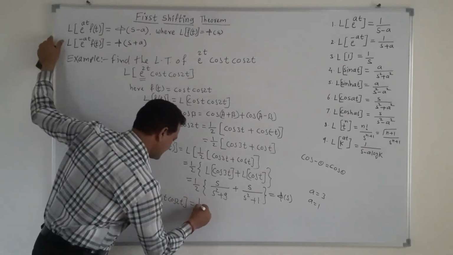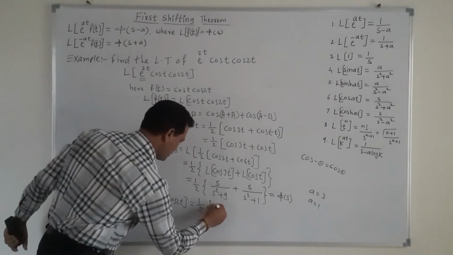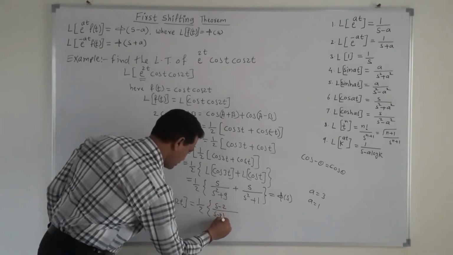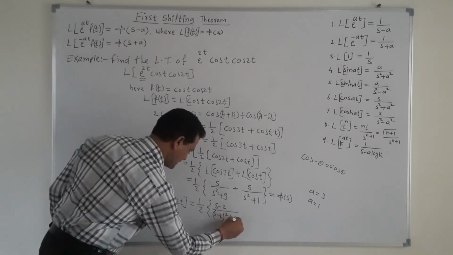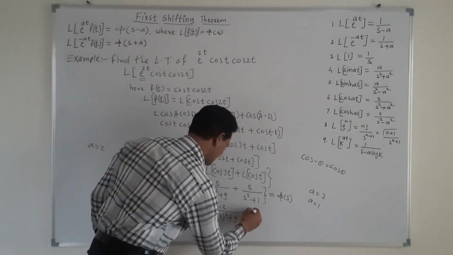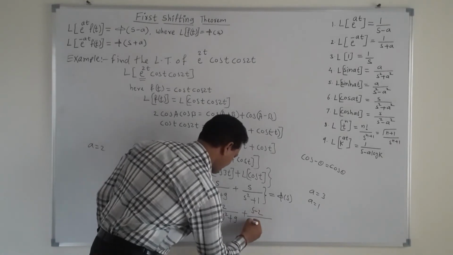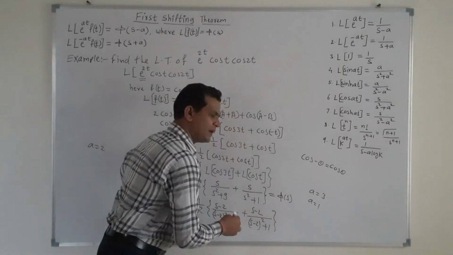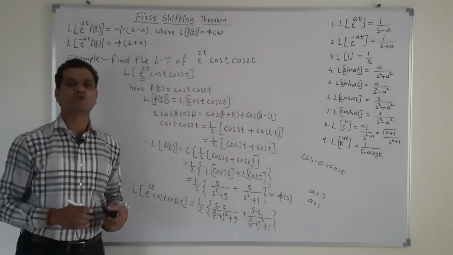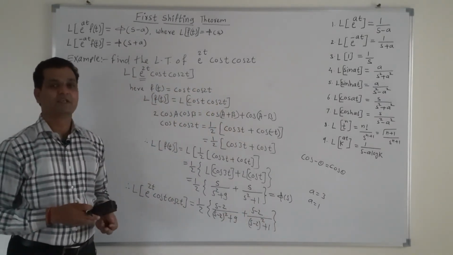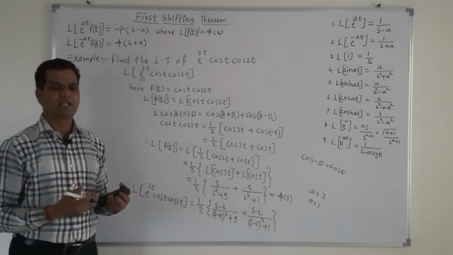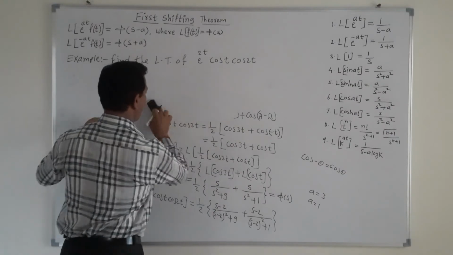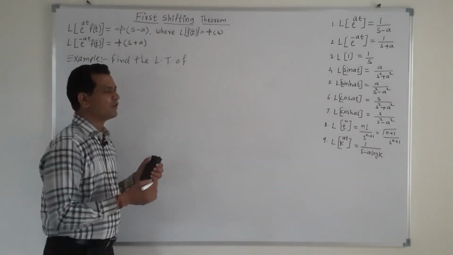So we get the answer as 1 upon 2, then s minus 2 upon s minus 2 whole square plus 9, plus again s minus 2 upon s minus 2 whole square plus 1. In this way we can solve the example based on the first shifting property of the Laplace transformation. Now take some more examples for practice.